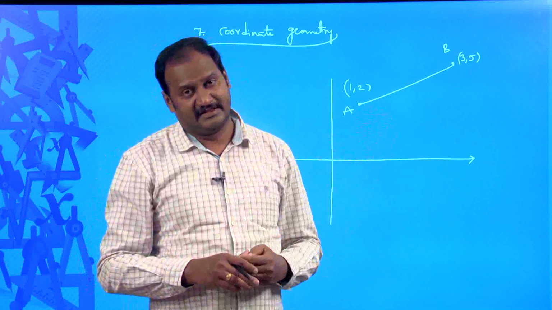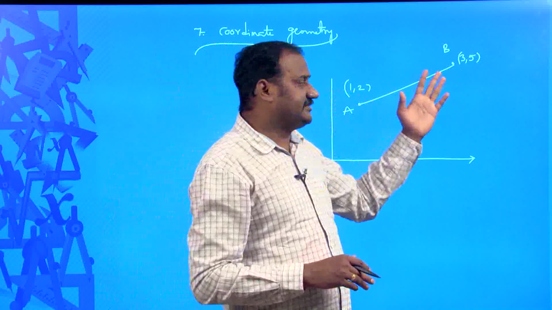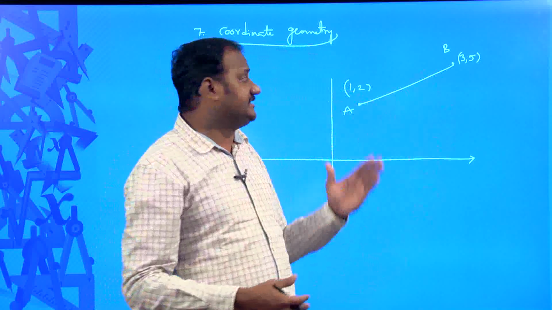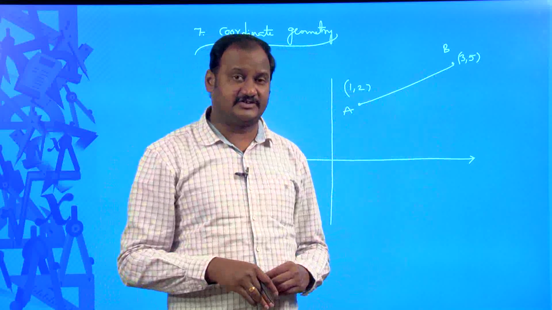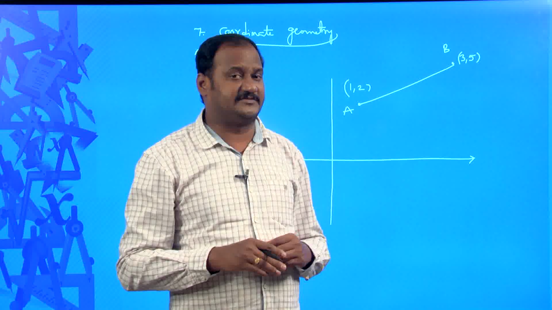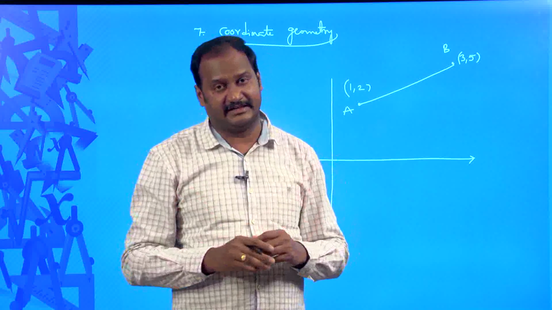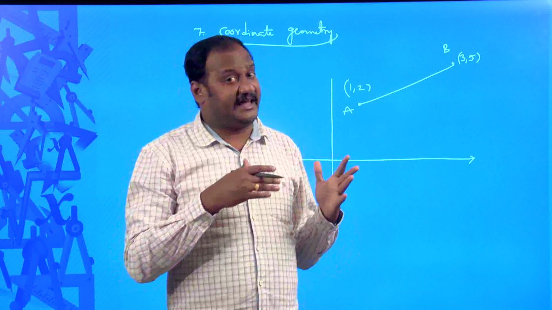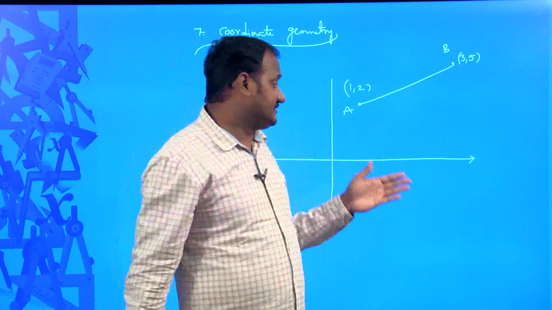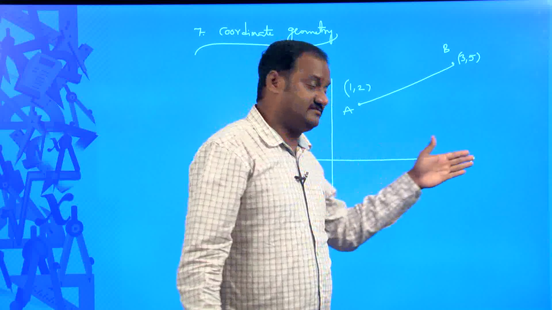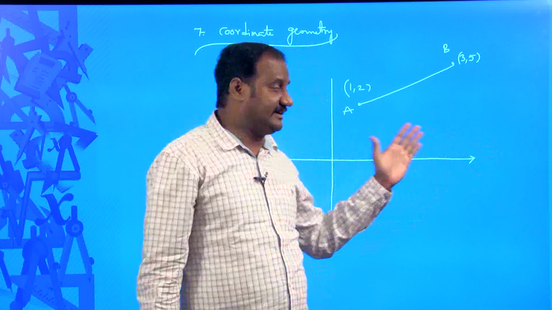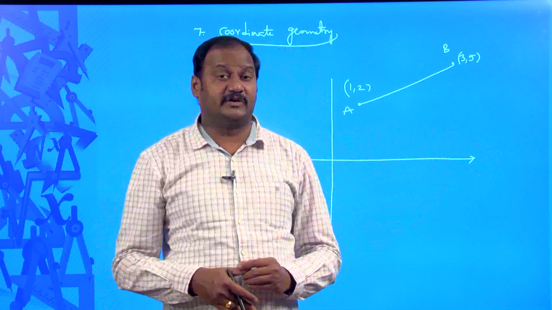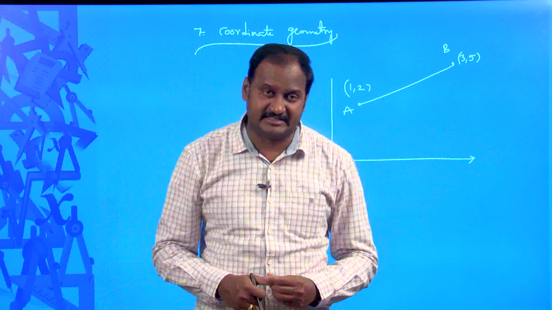So suppose 1, 2 and 3, 5 are 2 points. I am going to find the distance between these 2 points. I understood one thing, that I cannot measure the distance accurately by using a scale, and moreover I do not know whether my calculation is right or wrong, because that completely depends on how I am taking the values on the x axis as well as on the y axis. So that is why I need one explicit formula to find the distance between 2 points.